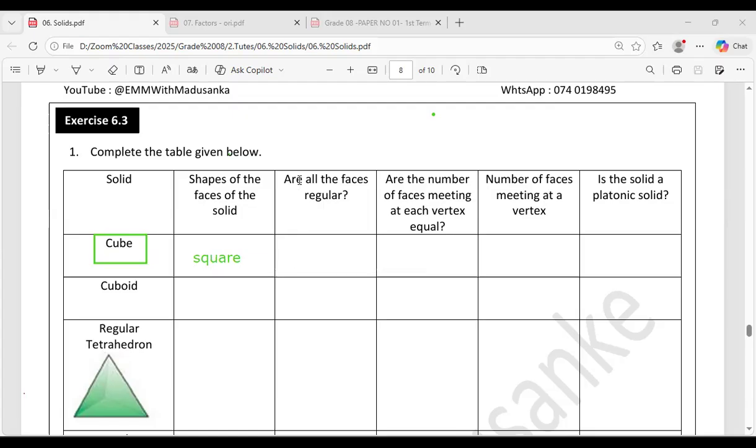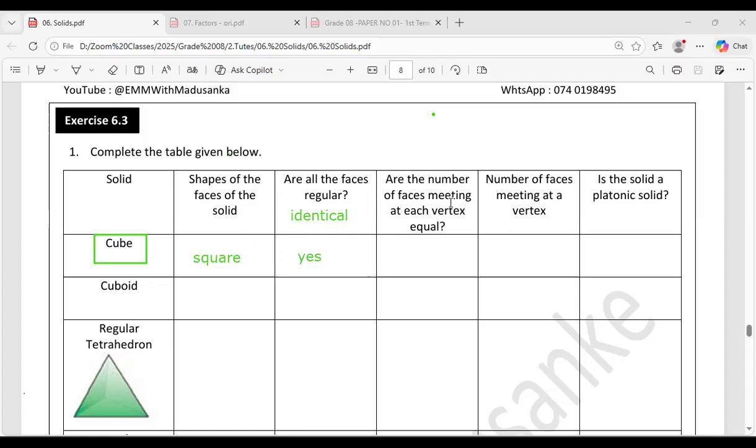Now tell me, are all the faces regular or identical? Regular, sir. Regular, right? So it is identical, right? Yes. So you have to write yes.